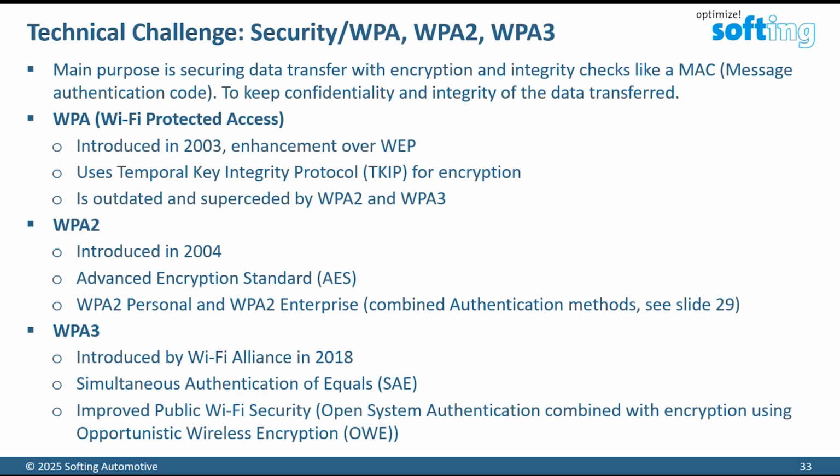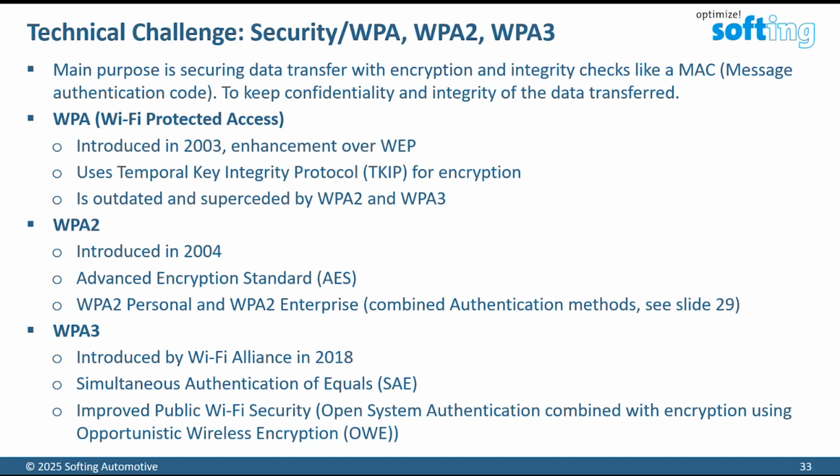Now I come to the second topic, that's the encryption, mainly the encryption and keeping the confidentiality and integrity of the data transferred with a message authentication code. There are three notable technologies. One is a bit outdated, that's WPA, the Wi-Fi Protected Access. This has been hacked by teams of the BSI or so. Specifically the Temporal Key Integrity Protocol, and is outdated, should not be used, and superseded by WPA 2 and WPA 3.